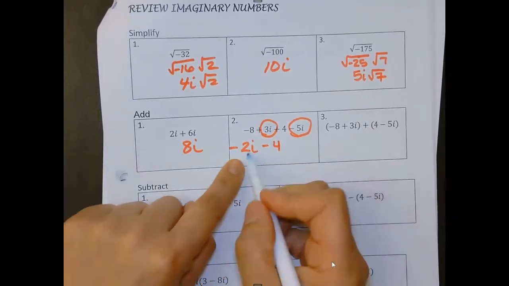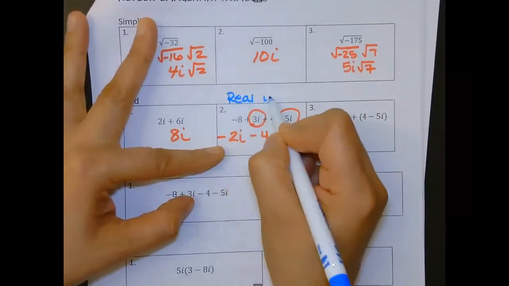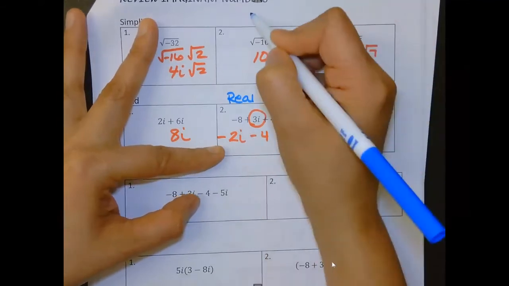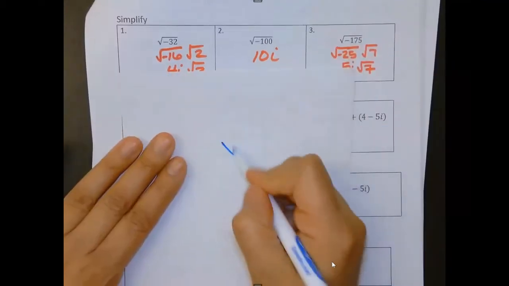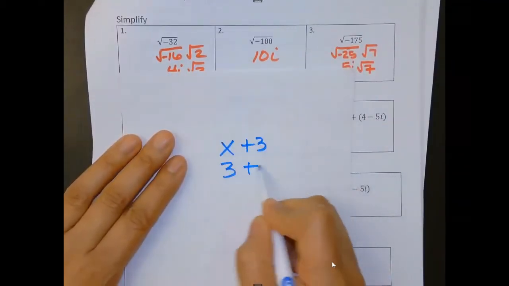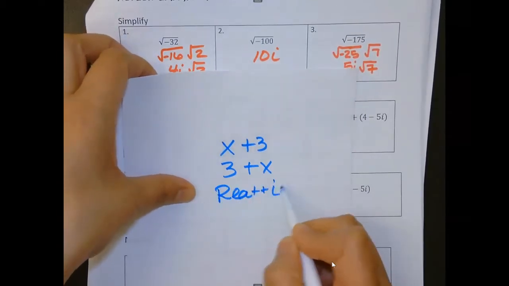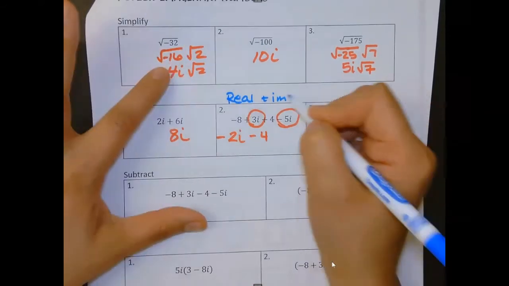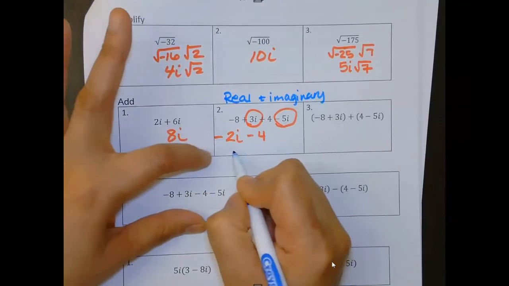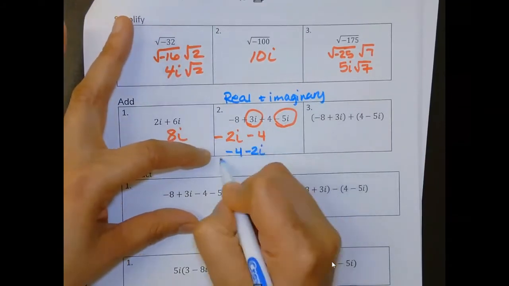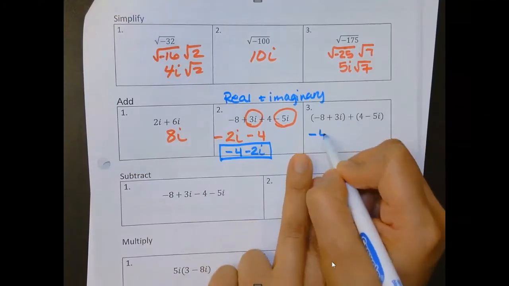That answer is fine, but if you were to look up your answer in the back of the book, they always write real and then your imaginary. So that's like if you were to see an answer where it has something like x plus 3, they don't write it as 3 plus x. They write the real and then your imaginary. That's just standard notation, real plus imaginary. So a better answer would be negative 4 minus 2i. It means the same, it's just the form. Combine your like terms. We'll do the real.